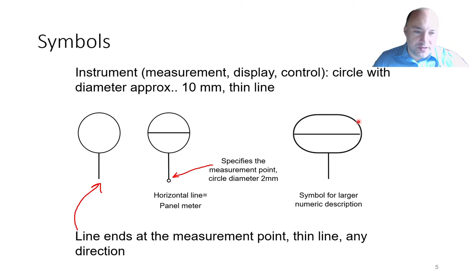There is also an alternative symbol which looks like this, like an ellipse, and this symbol is used for cases where you need a larger numerical description. So for example, if you have a larger process, then all the numerical description will not fit in your circles, and you can use a symbol like this. There are specialized software tools that allow you to plot directly those diagrams, so you don't need to plot all those symbols yourself.